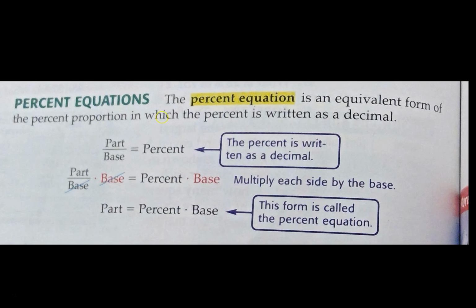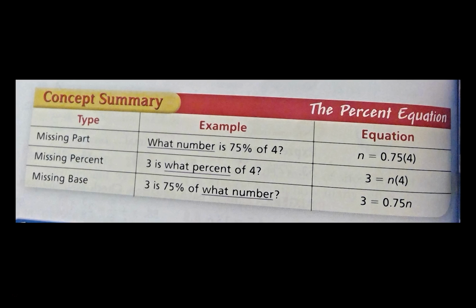And then we manipulate it a little bit by trying to get part by itself. We just multiply both sides by the base, and that gives us this equation. This is called the percent equation. So part equals percent times base. Same kind of concept as last time.